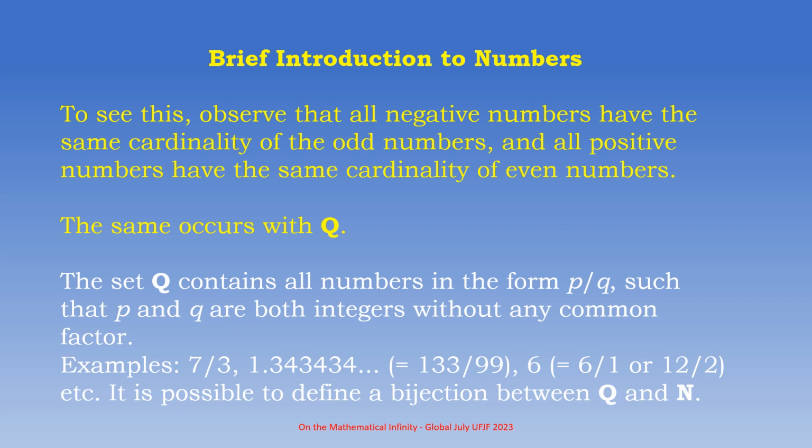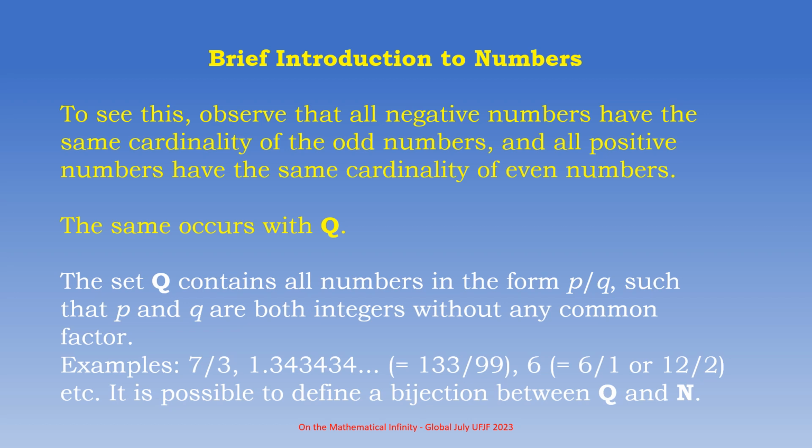This number here, written as a periodic decimal, I cannot say in English, it can be written also as a fraction, in this way. We have 133 over 99. And this number is also a rational number, right? And so on. Of course, this 12 over 2, they have common factor numbers, but it can be expressed like this one, okay?